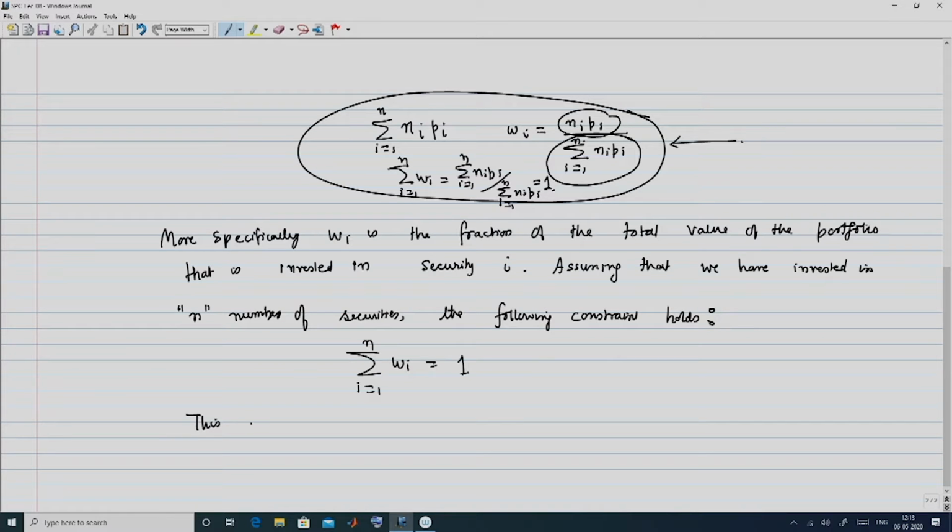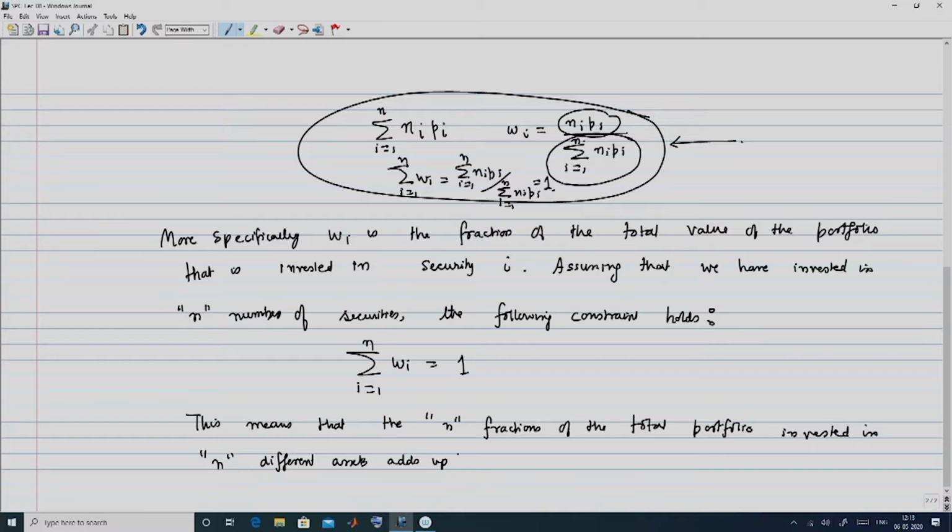So, this means that the n fractions, that means W 1 through W n, of the total portfolio invested in n different assets adds up to 1.